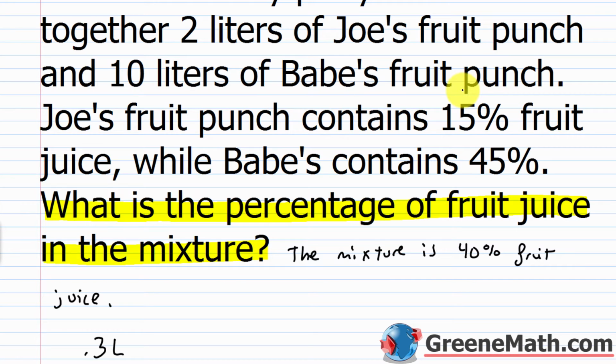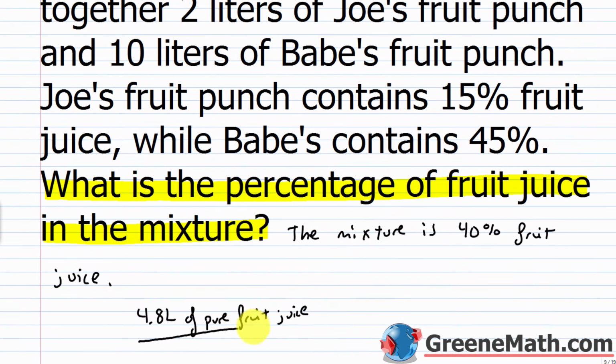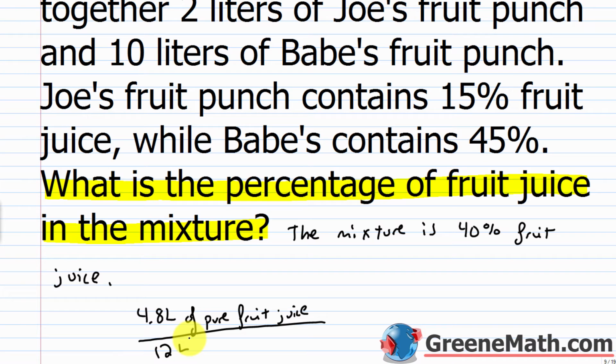Now, from Babe's fruit punch, I've got 10 liters, and it's 45% fruit juice. So I'm getting 4.5 liters of pure fruit juice there. Combine these two together through addition, and I'd have 4.8 liters of pure fruit juice in the mixture that is a total of 12 liters. So all you'd have to do is take 4.8 and divide it by 12, the total number of liters in the mixture. That gives me 0.4, and as a percentage, that's 40. So 40% of this mixture is going to be pure fruit juice.